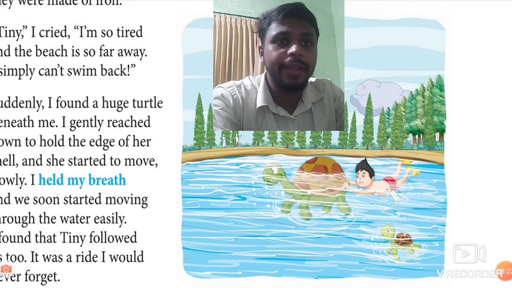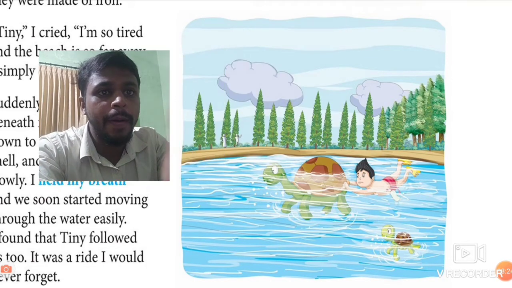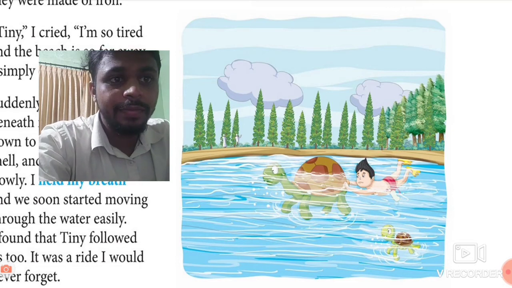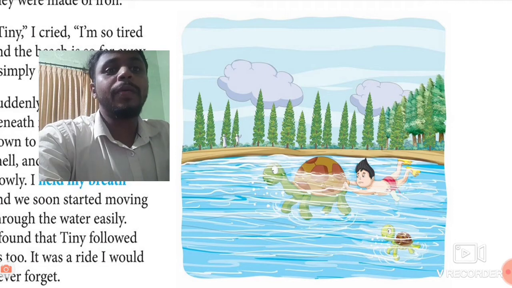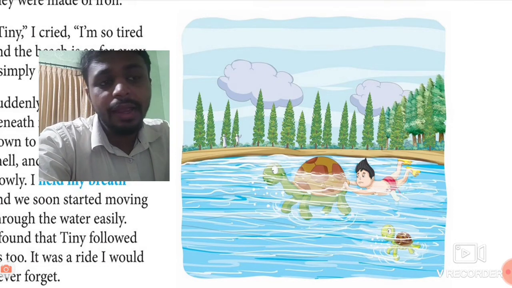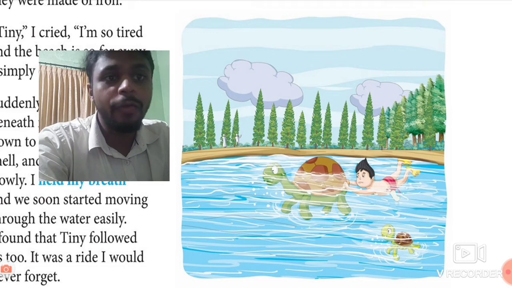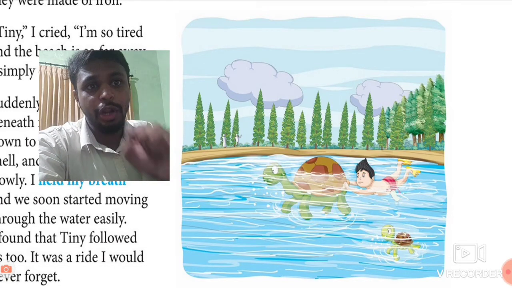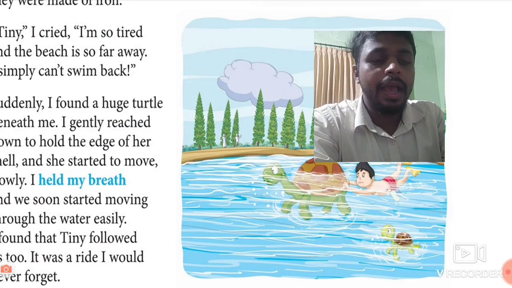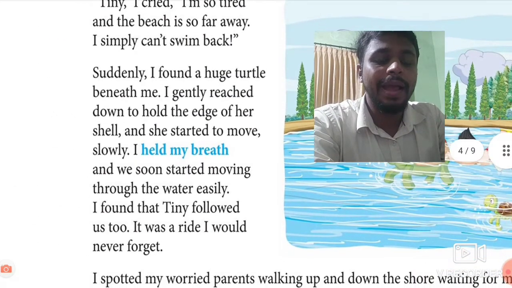Now, before reading the paragraph, please look at the picture. Through the picture, you can see Manav is swimming with the help of the big turtle, and the tiny turtle was moving along with them. So Manav kept his hand on the shell of the big turtle. So let us read it, and you have to read it back.